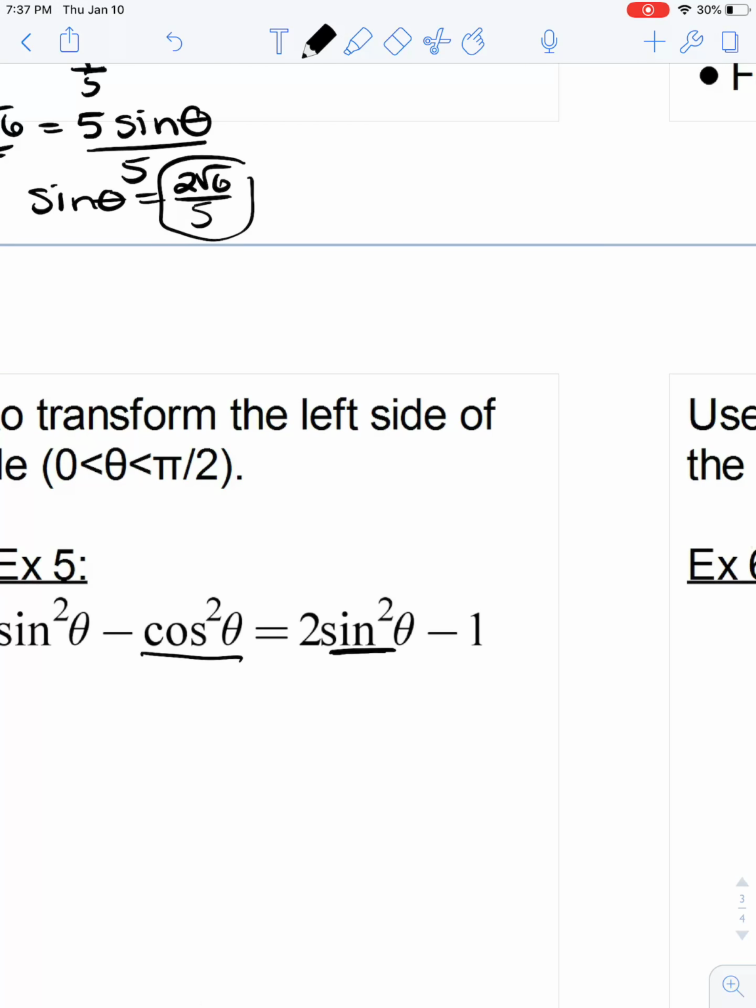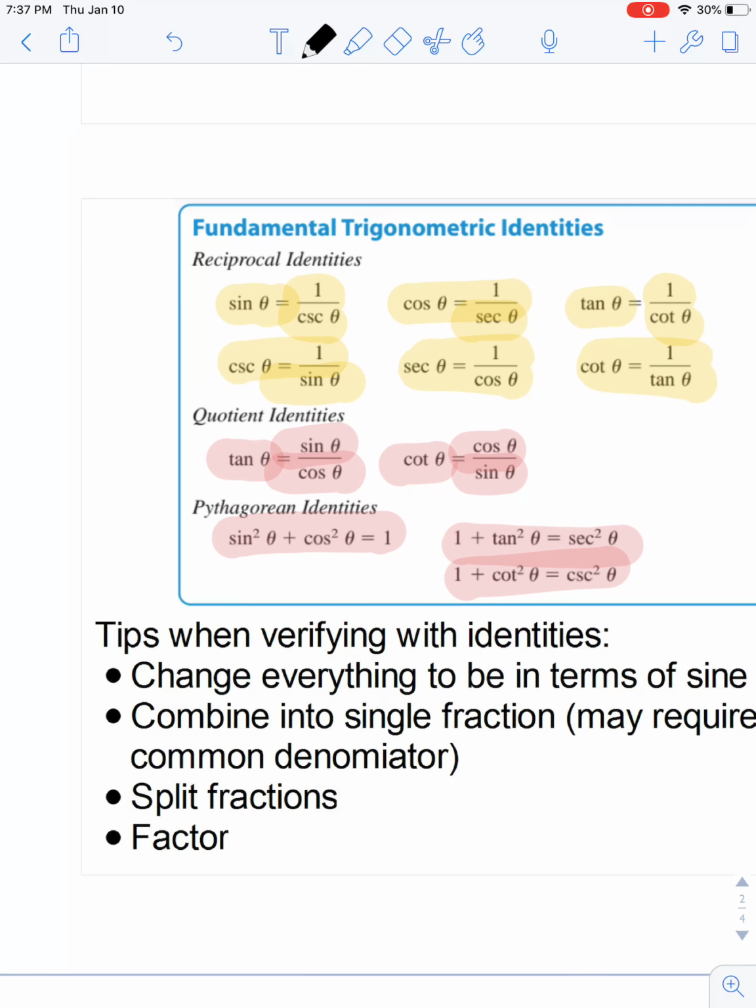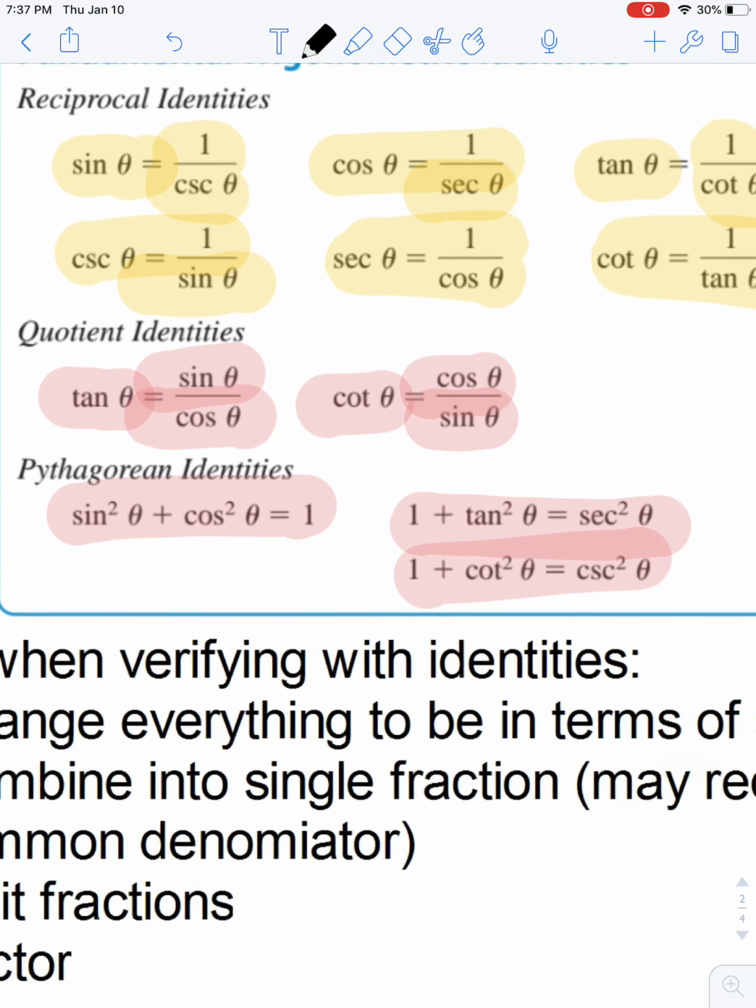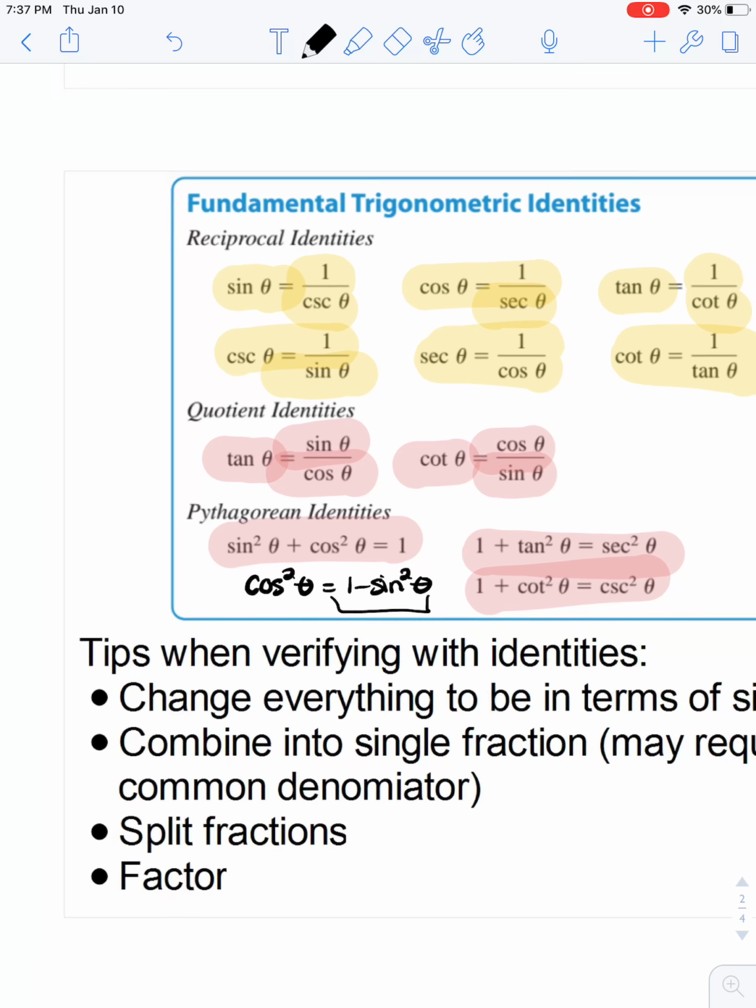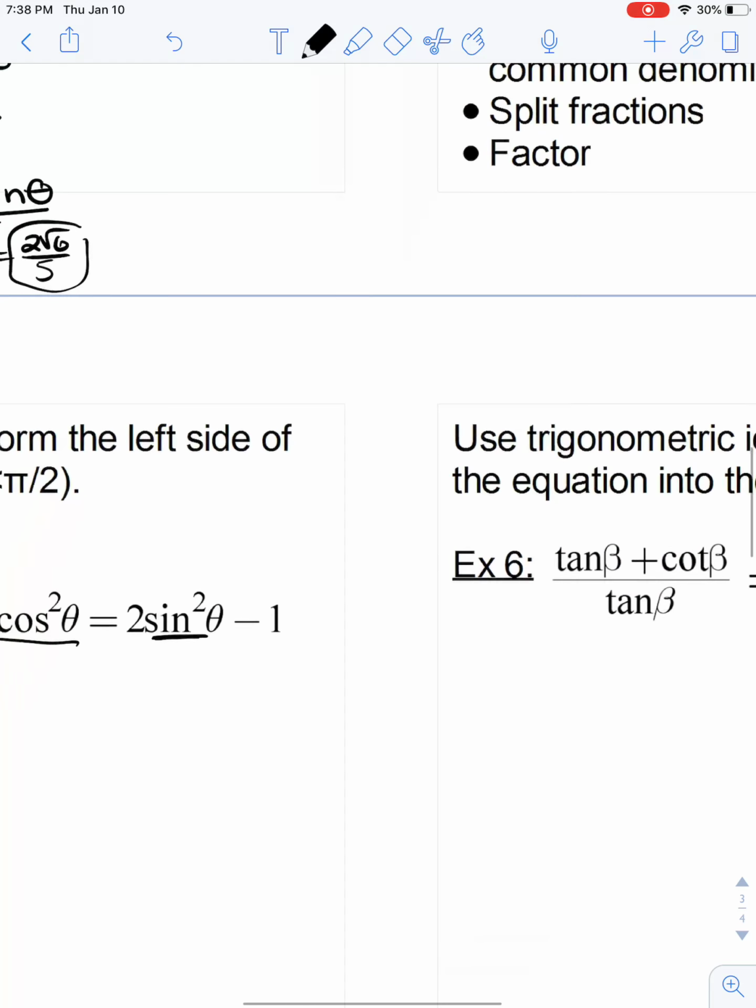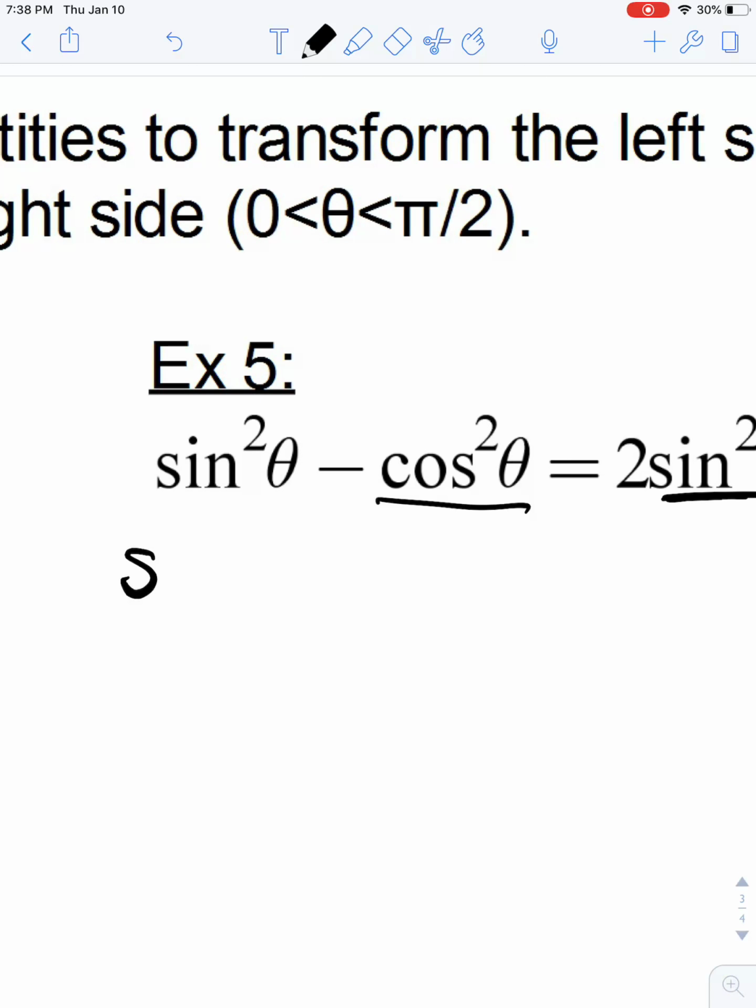Well, if you look back at our Pythagorean theorem identities, can't I rearrange sine squared theta plus cosine squared theta equals 1 to be in terms of just sine? So I could say cosine squared theta is the same as 1 minus sine squared theta. Do you see how I just rearranged this identity? So now I could take this and plug that in for cosine squared theta.